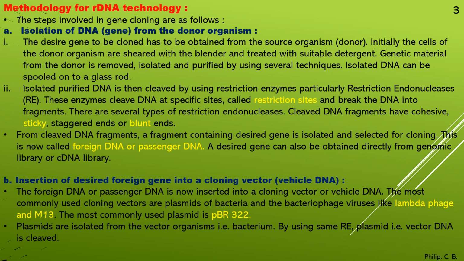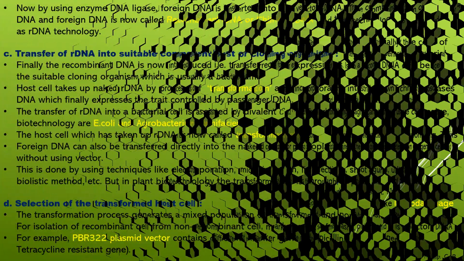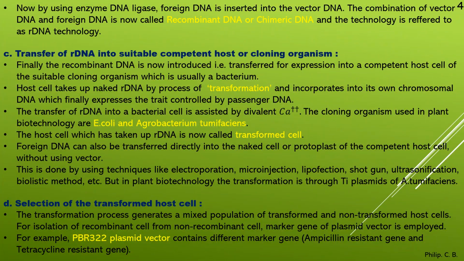Further, now by using the enzyme DNA ligase, foreign DNA is inserted into vector DNA. The combination of vector DNA and foreign DNA is now called recombinant DNA or chimeric DNA, and the technology is referred to as rDNA technology.